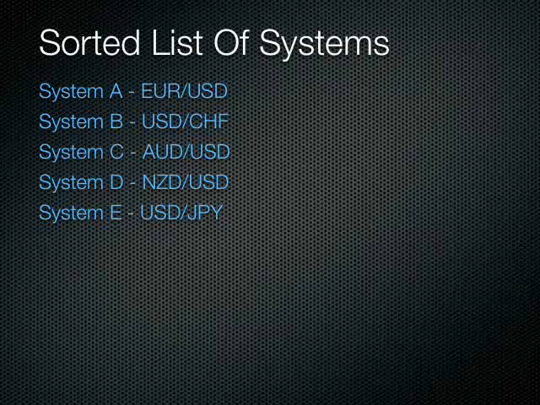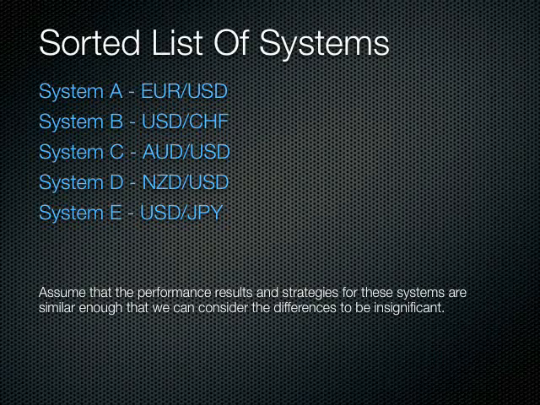Let's assume that after sorting, we have selected 5 systems that match our trading criteria. Let's also assume that the performance results and strategies for these systems are similar enough that we can consider the differences to be insignificant. We are now left with only having to analyze the relationship that each of these currency pairs have to one another. We can do this by examining currency correlations.